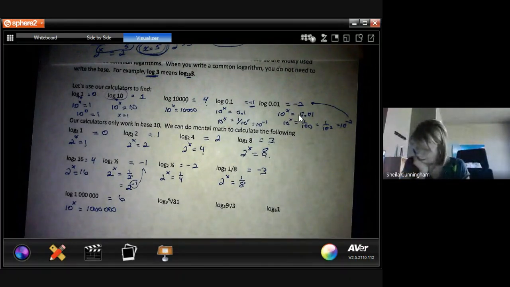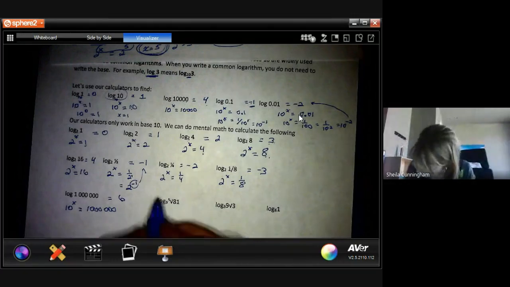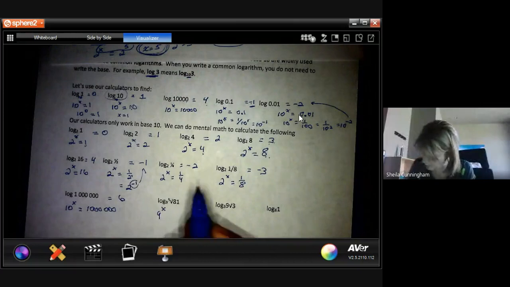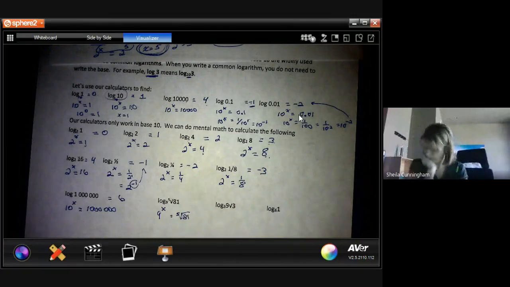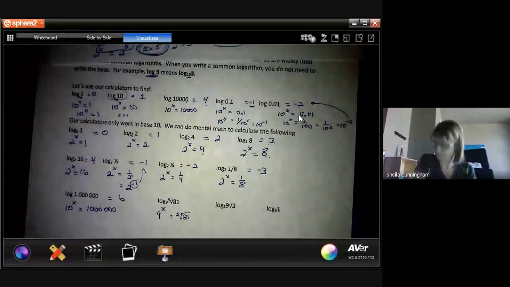Oh, the next one. That one looks fun. So we've got a base of 9 to the power of something has got to give me the 5th root of 81. Okay. Any ideas that we want to try with this one?